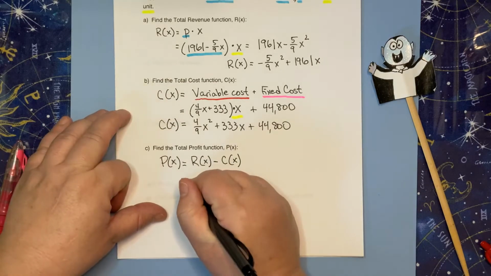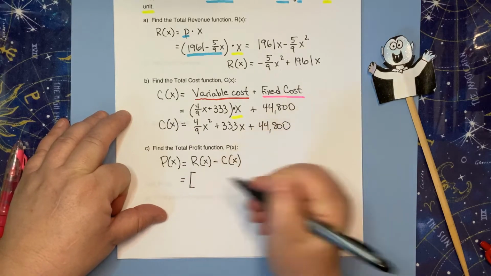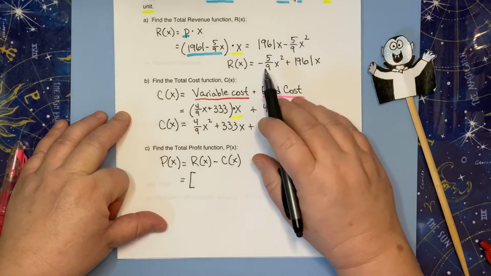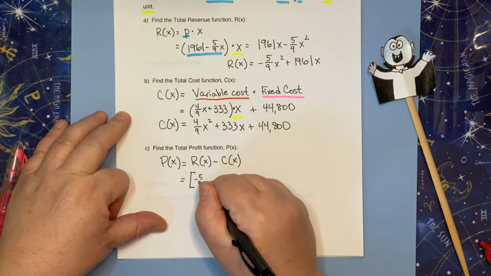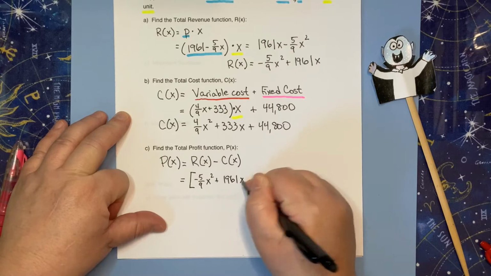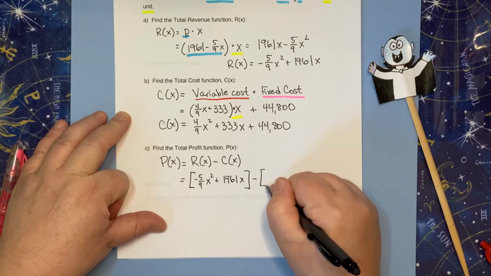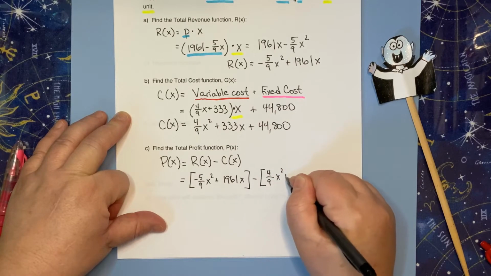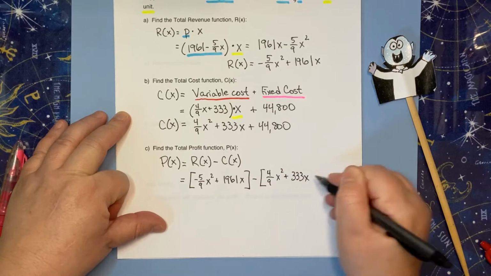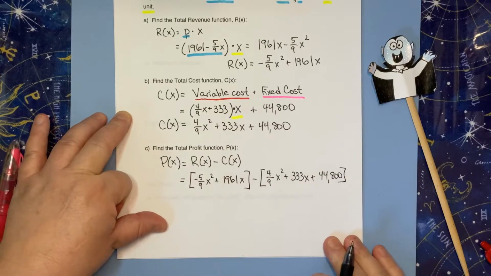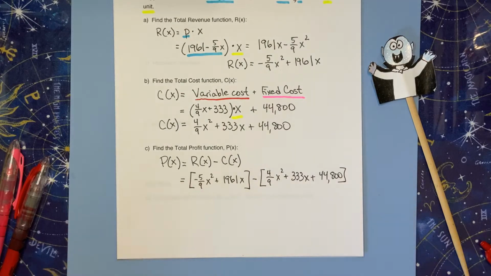So let's go ahead and figure out what this is. I'm going to use big brackets for this just because I always feel like big brackets help me handle larger things. So the revenue function is going to be negative 5/9 x squared plus 1961x. And I'm going to subtract the cost, 4/9 x squared plus 333x plus 44,800.